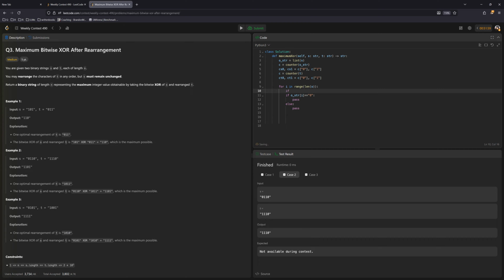first off, if count of T of 1 equals 0, then there's nothing more to do. If count T of 0 equals 0, then we have no choice. We have to flip the bit, right? So it doesn't matter. It doesn't matter at that point.